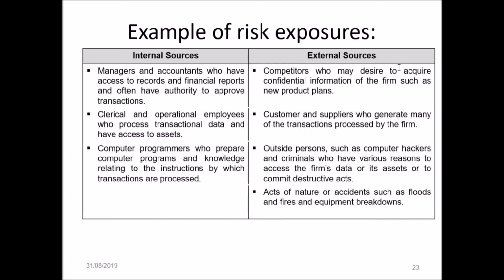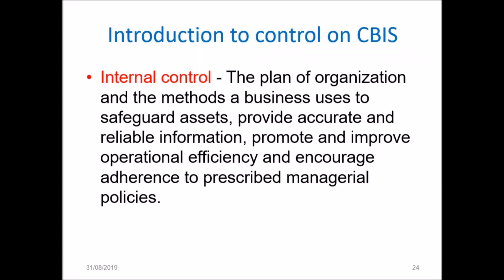External sources, competitors, customers, suppliers, outside persons, and also acts of nature can also give risk exposure to our computer-based information system. Acts of nature such as flood, fire, breakdown and so on. So how to protect this? We need internal control. Internal control is the plan, organization and method of business used to safeguard assets, provide accurate and reliable information, promote and improve operational efficiency and encourage adherence to prescribed managerial policy.